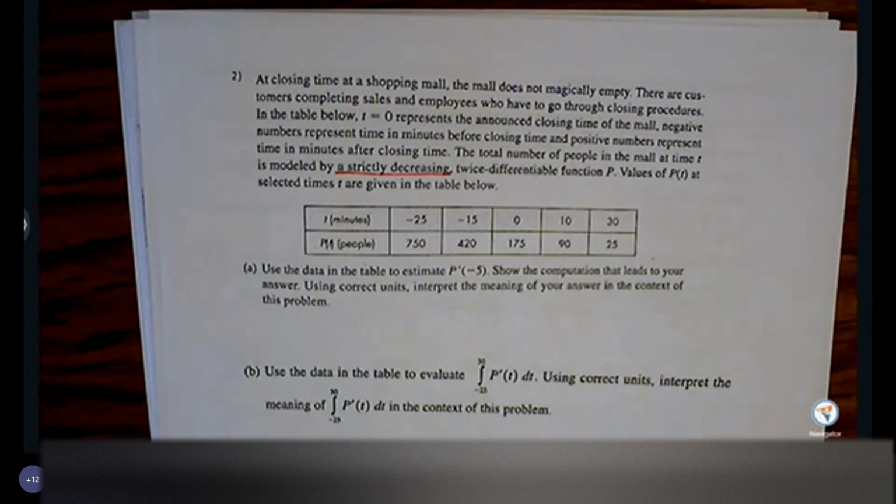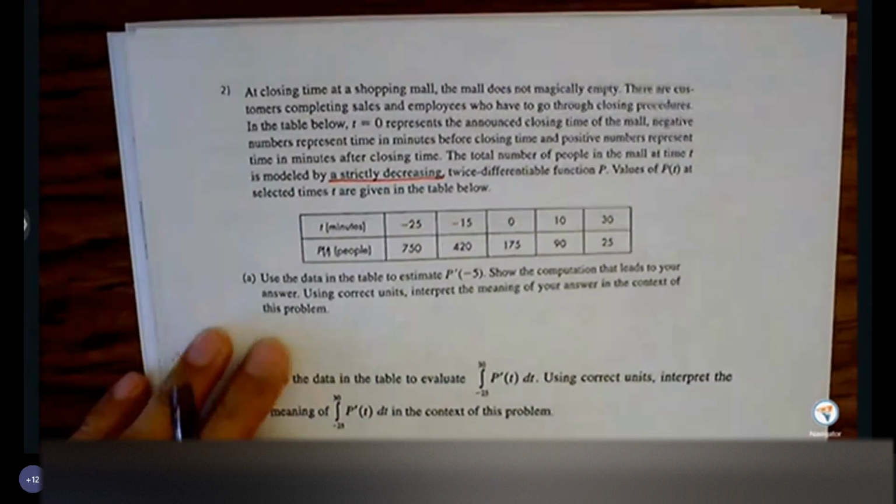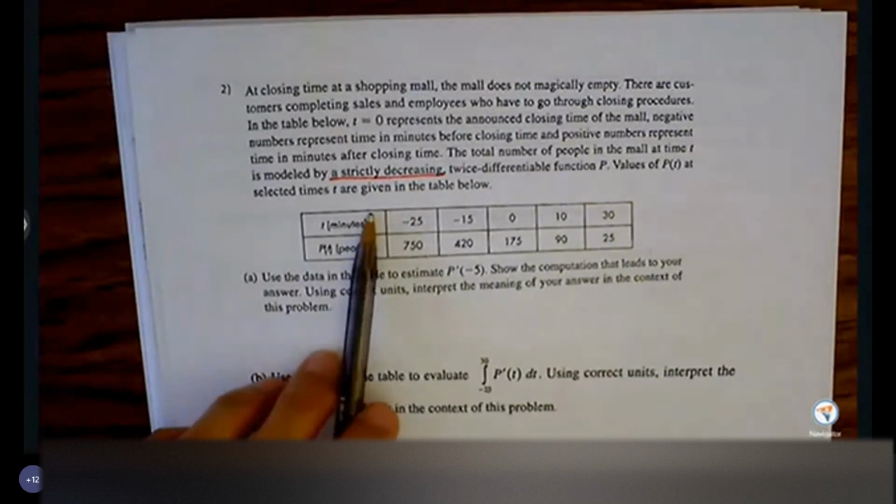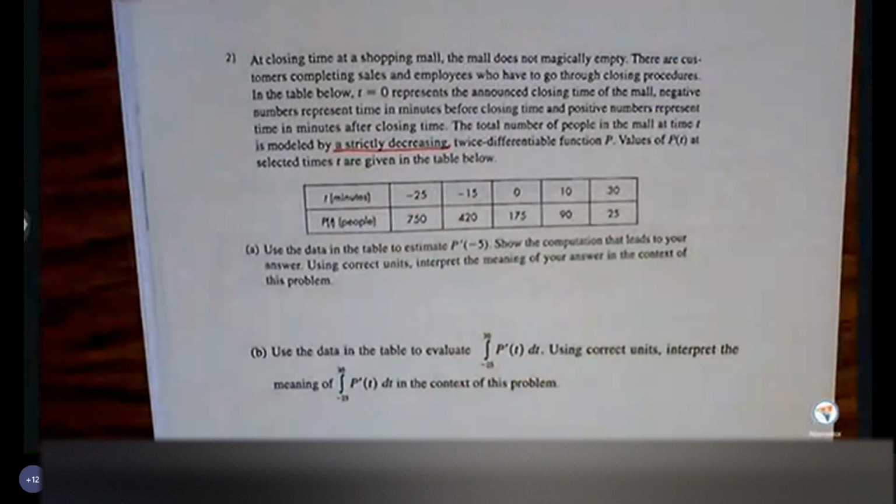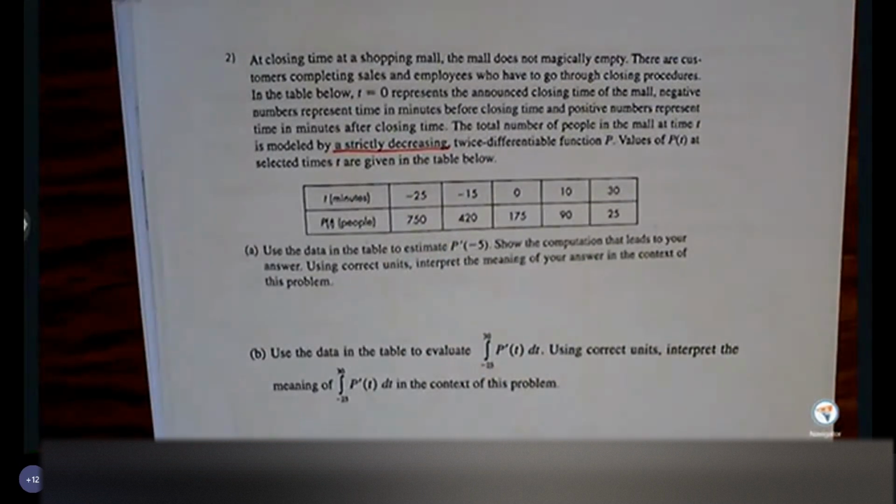Yeah. Twice differentiable function P. Values of P of t for selected times t are given in the table below. Okay, so part A says use the data in the table to estimate P prime of -5. Show the computation that leads to your answer. Using correct units, interpret the meaning of your answer in the context of the problem.